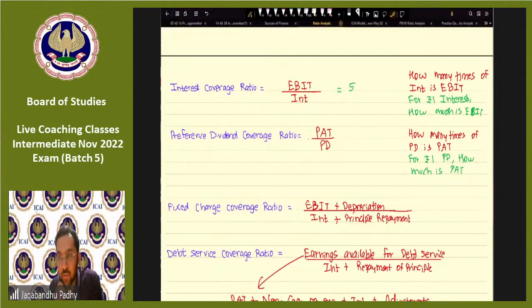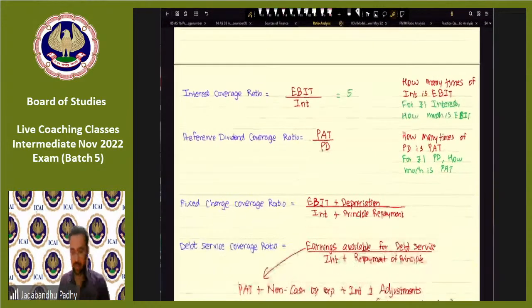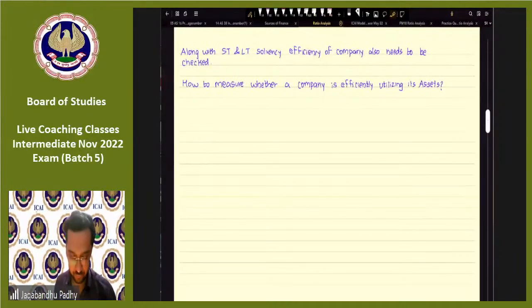Difference between numerator of fixed charge and debt services are adjustments only. Yes, true, correct. Then we are talking of only the adjustments in this case. Okay. So these are our coverage ratios.